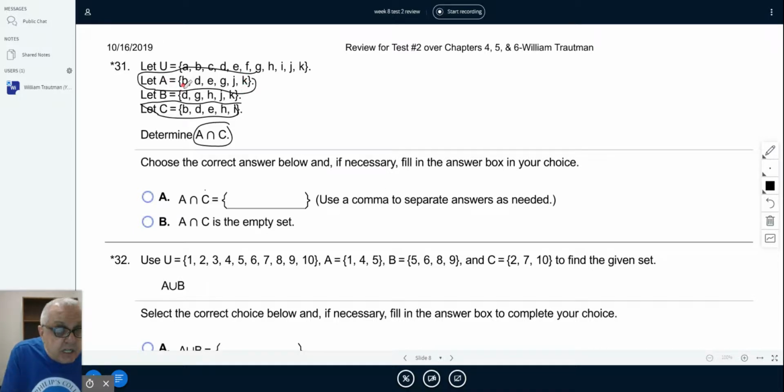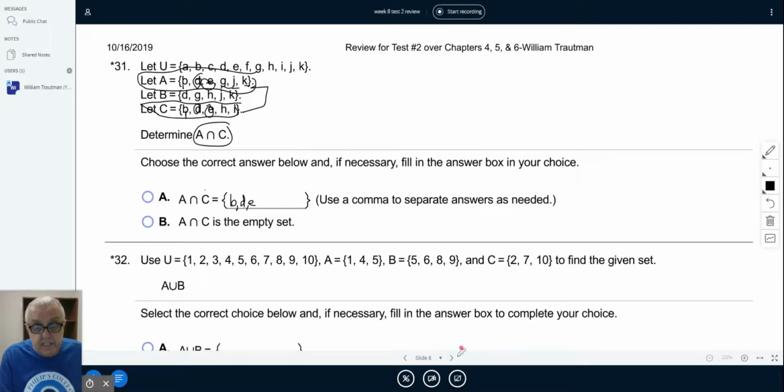The B's are in common. D's are in common. E's are in common. H's, no. I's, no. That's it. B, D, and E. G, J, K? There's no G, J, K. We're only looking at A and C. Those are the ones in common.